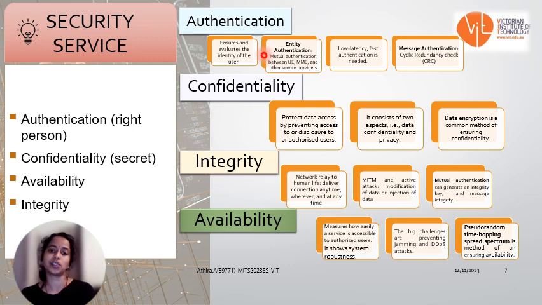Entity authentication is the mutual authentication between the user equipment and the MME and other providers. Cyclic redundancy check is used for message authentication. Confidentiality is secrecy, protecting the data from unauthorized persons, and for that a data encryption method is used. For integrity, the mutual authentication method is used. And availability means checking that the system is robust, and for that the pseudo-random time hopping spread spectrum method is used.